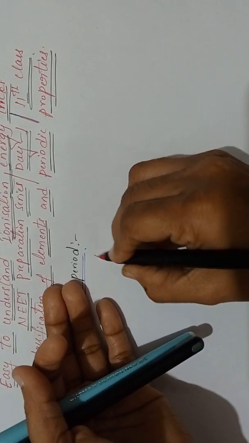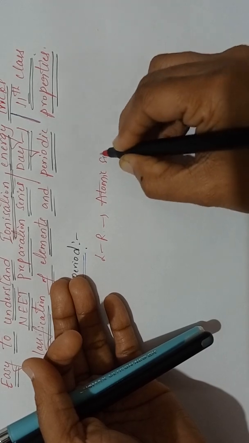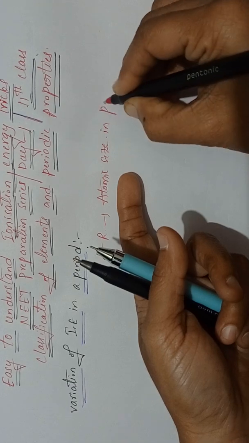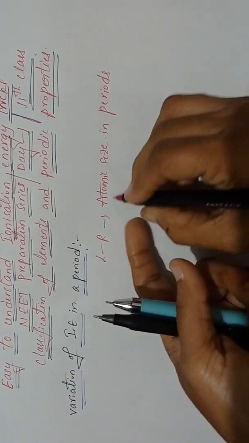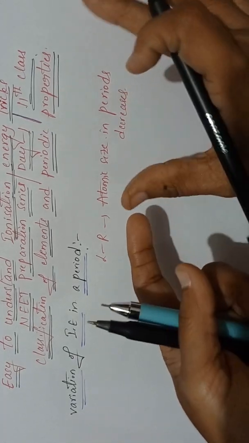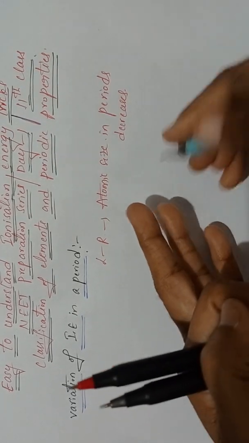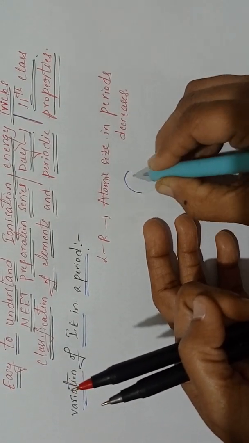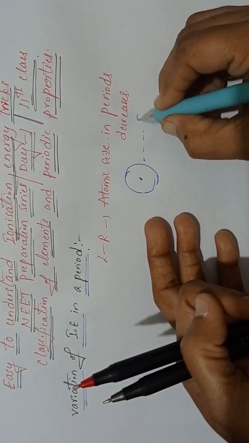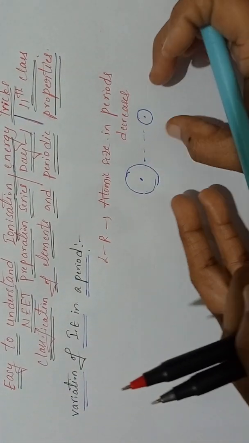So left to right, atomic size in periods decreases, students. Are you clear? Atomic size decreases means what, students? Big to small, correct? I am taking here, this is the big atom, big to small. Atomic size in periods decreases.